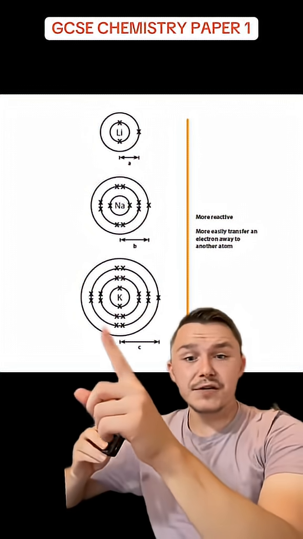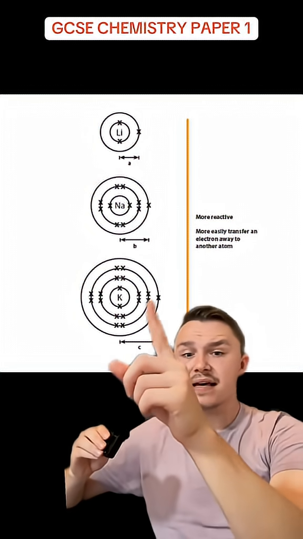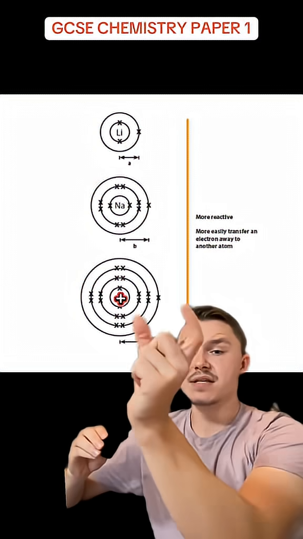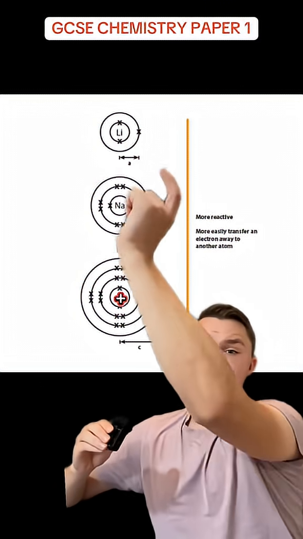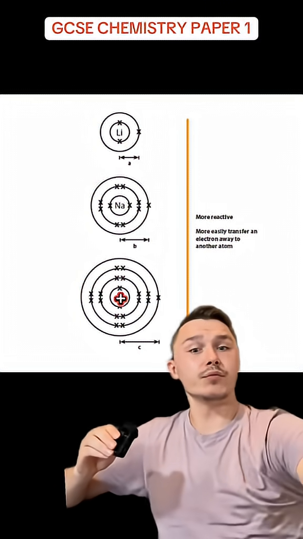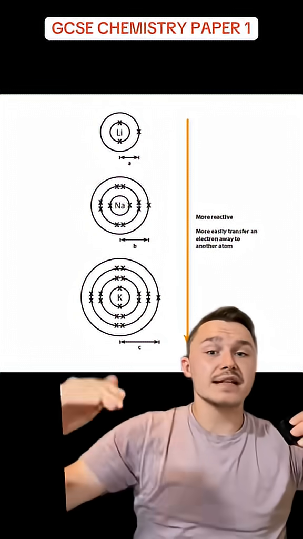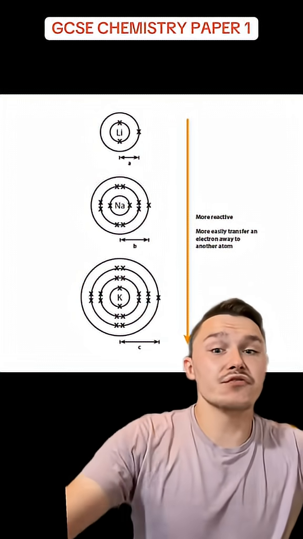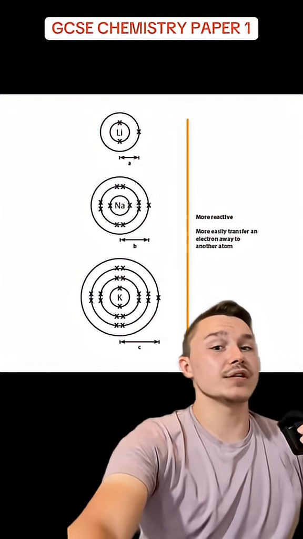But if you look at this example of potassium over here, the outermost electron is further away from that positive nucleus, so the attraction is less than it was up here in lithium, so this electron is much easier to remove. And as you get further and further down group 1, they get even bigger and therefore the electrons become even easier to remove, so reactivity increases as you go down group 1.